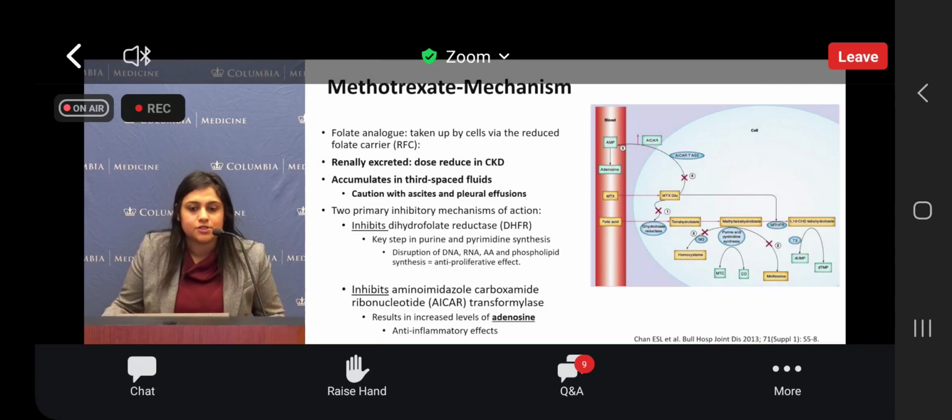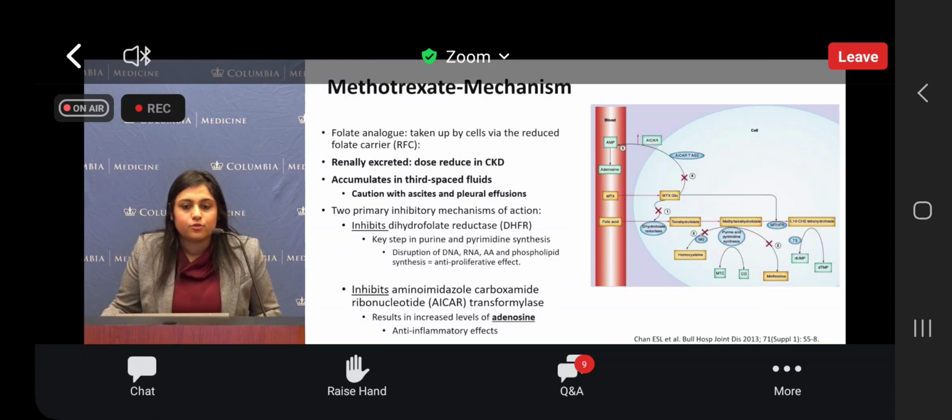And it inhibits the cells in two ways. It inhibits the DHFR enzyme, which is responsible for the synthesis of methionine, the ultimate creation of nucleotides for cell synthesis. So that's important for cell proliferation. And then the second mechanism is the metabolism of AICAR enzymes, which eventually leads to an increase in adenosine, and adenosine has an anti-inflammatory effect.